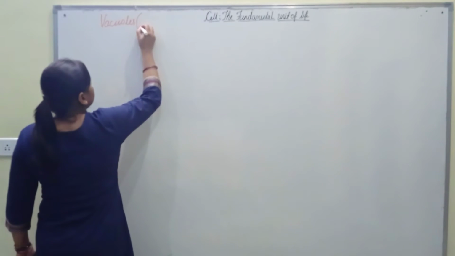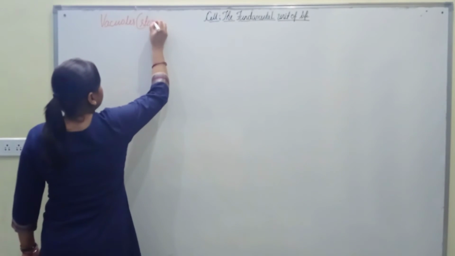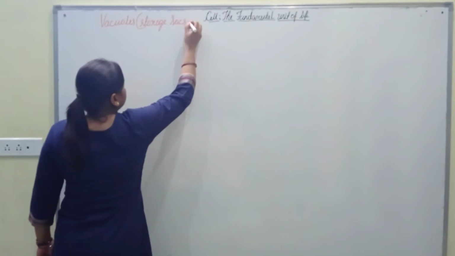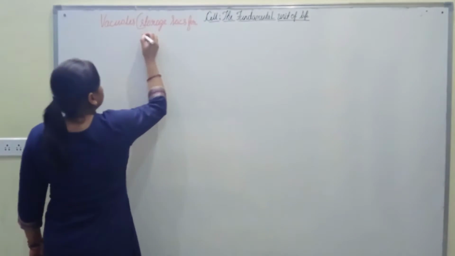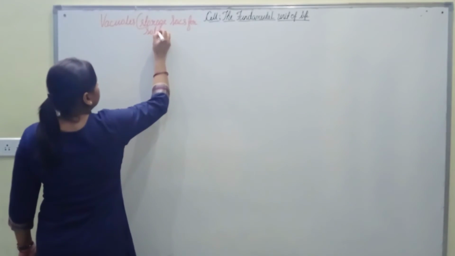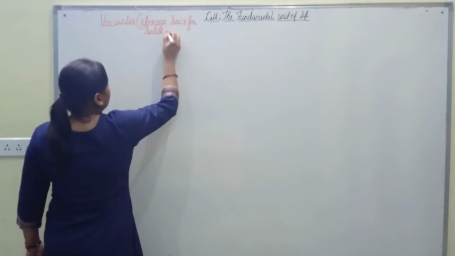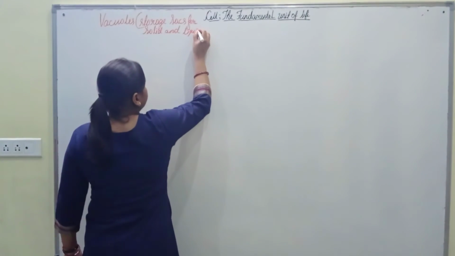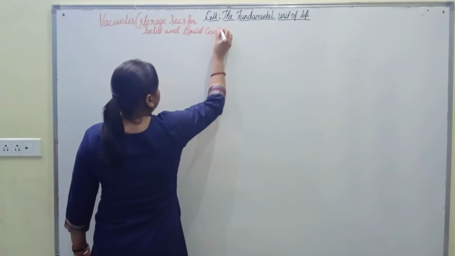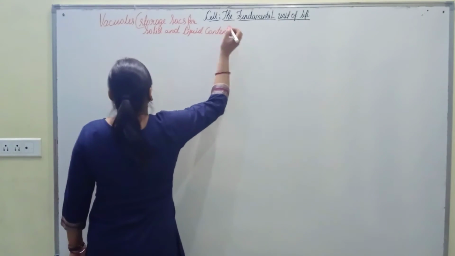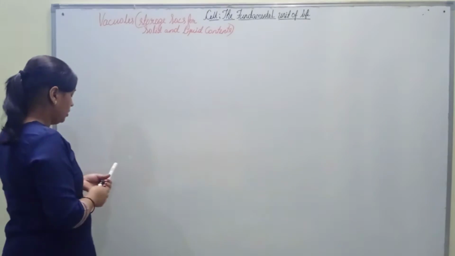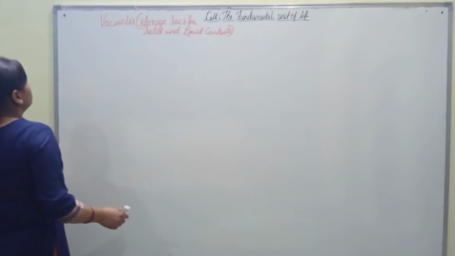Vacuole is also called storage sacs for solid and liquid contents. Vacuoles are also known as storage sacs for solid and liquid contents. So let us begin. Vacuoles.